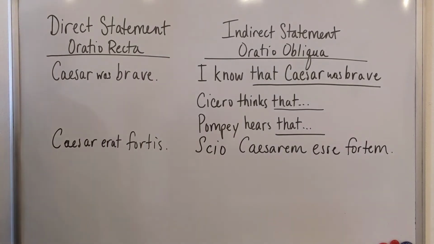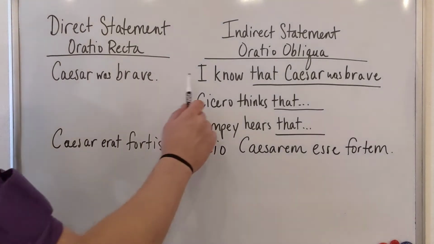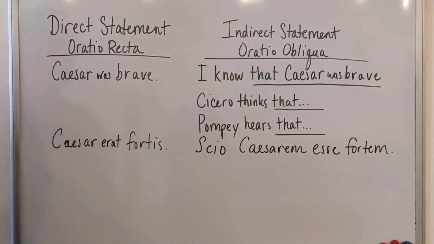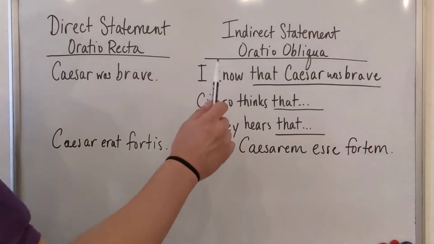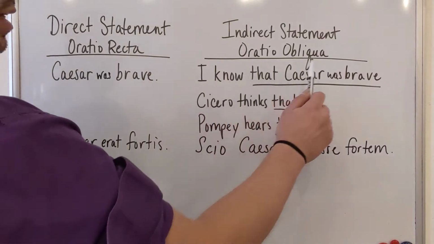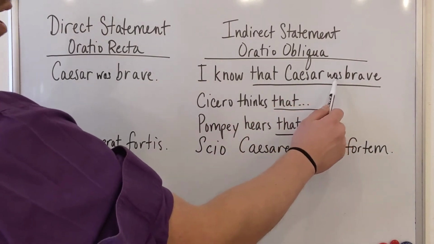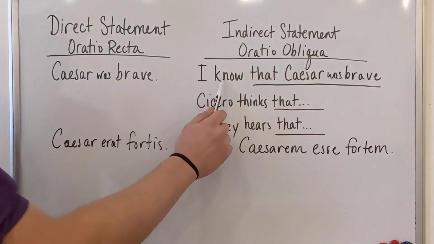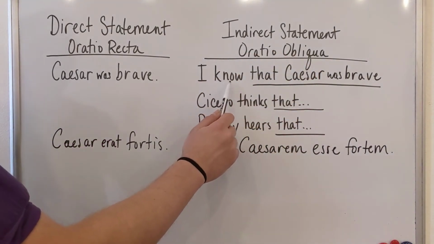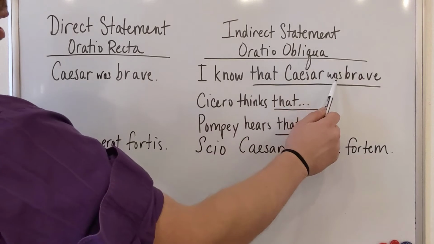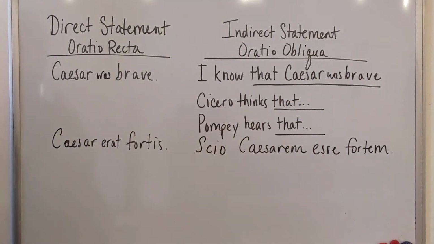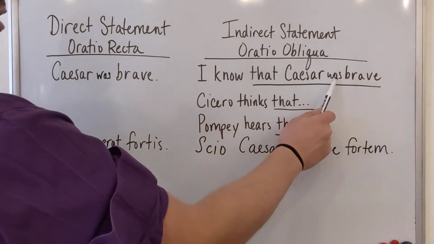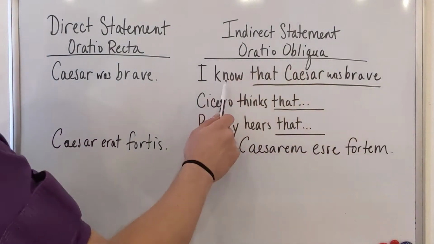I know that Caesar is brave. I know at present tense that Caesar is brave at the same time, which we call contemporaneous. At the same time, Caesar is brave, and we use the present tense. But now, I know that Caesar was brave. Was happened before the introductory verb, the I know. I know that Caesar was previously, in the past, brave. We say that this action is prior, before this action.